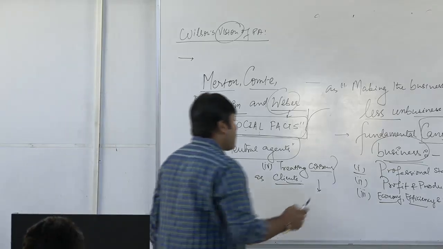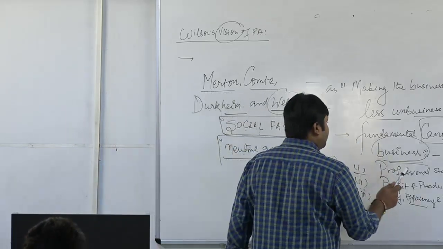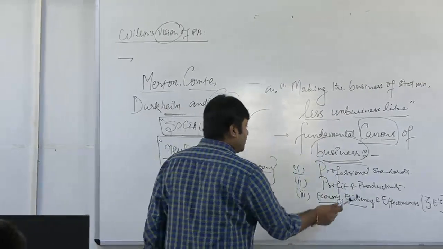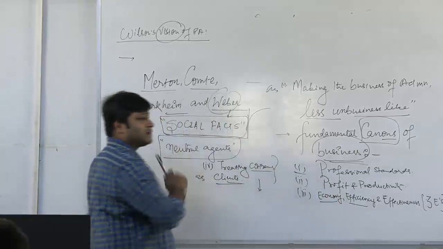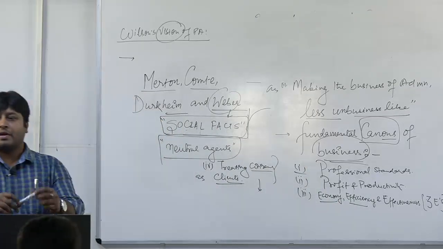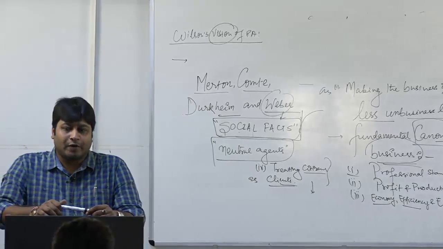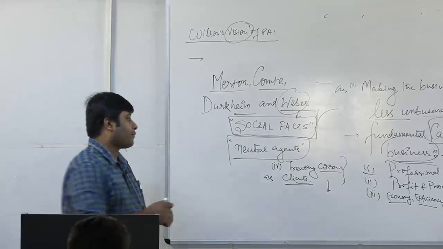Okay. So as a business, you will have some professional standards. Profit and productivity may be one of the motives. 3 E's are there. Treating the citizen as customer. Okay. So ultimately what? You will become more and more efficient. Okay. 5th point, write it.